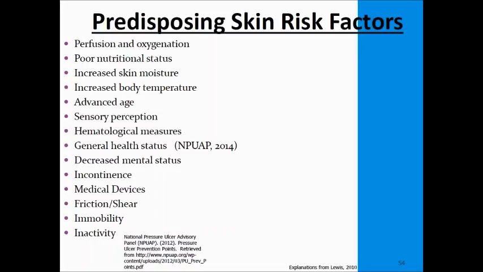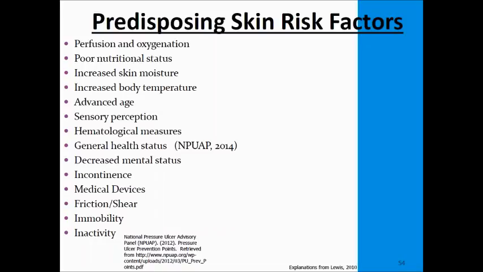Increased skin moisture or generalized edema is a risk factor for breakdown. Increased body temperature. Infection increases the inflammatory response and tissue destruction. Advanced age requires a longer time for epithelialization, and they have more fragile skin. Sensory perception, sitting in a chair, having no sensory of pain could be a risk factor. Hematological measures, general health status, poor general health, they have absent healing factors.